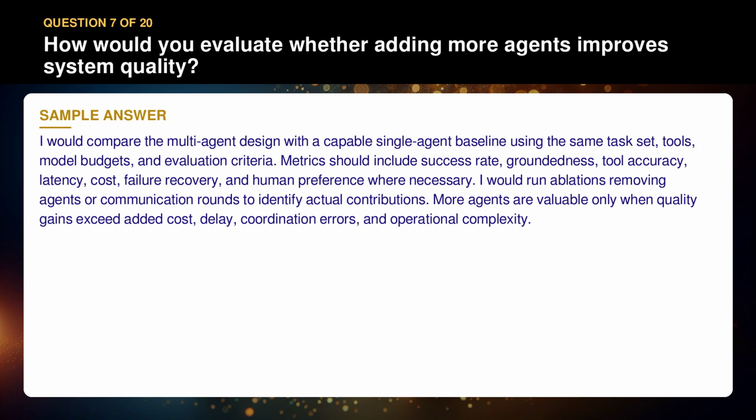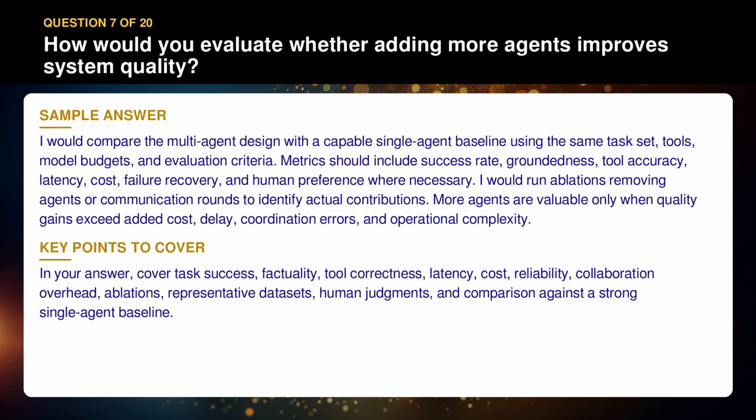I would run ablations removing agents or communication rounds to identify actual contributions. More agents are valuable only when quality gains exceed added cost, delay, coordination errors, and operational complexity. In your answer, cover task success, factuality, tool correctness, latency, cost, reliability, collaboration overhead, ablations, representative datasets, human judgments, and comparison against a strong single-agent baseline.